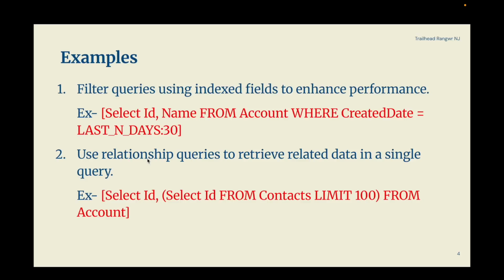Then we should use relationship queries to retrieve related data in a single query. I have given you an example: instead of going for multiple queries for the related objects, we should always prioritize writing it in a single query. So that's how you can do it. As Contact has a lookup relationship with Account, we can write it as SELECT Id, then SELECT Id FROM Contacts LIMIT 100. Again we are using limit so as not to hit the governor limits. Then FROM Account. Instead of Contact, we are using Contacts because Contacts is the relationship name of that object on the Account.